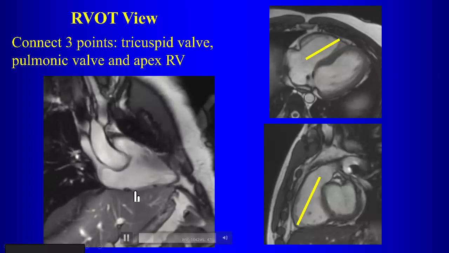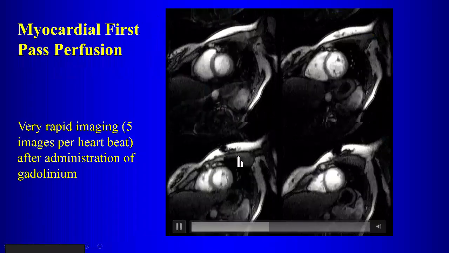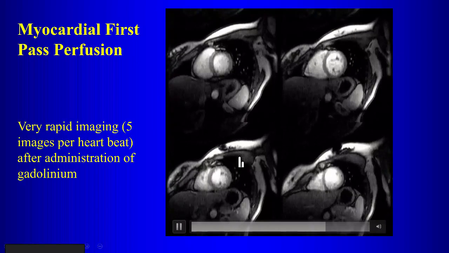So just like a left ventricular outflow tract view, if you wanted a right ventricular outflow tract view, you can get that also. You connect the midpoint of the tricuspid valve to the apex of the ventricle, and also the midpoint of the pulmonic valve. Those are the 3 points you connect for the plan of a right ventricular outflow tract view. Okay.